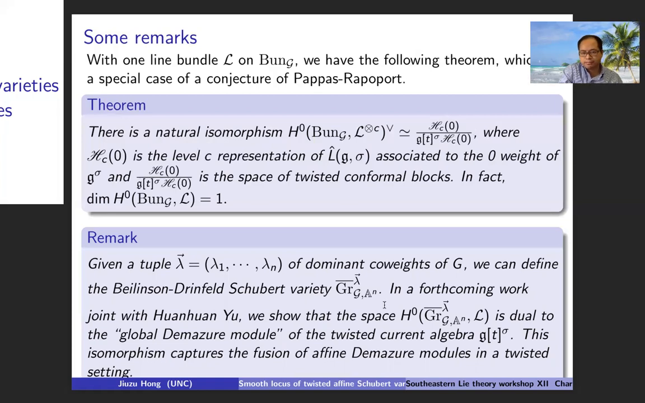Another remark is that in ongoing joint work with another student, Huang Yu, we are developing the theory of twisted global Demazure modules, and we are able to identify this twisted global Demazure module with a line bundle on so-called Jiuzu Schubert varieties. So when n is 1, this is just the global Schubert variety I just mentioned on the previous page, but in fact one can define Jiuzu Schubert varieties for a tuple of dominant weights. Then this is a more complicated object.